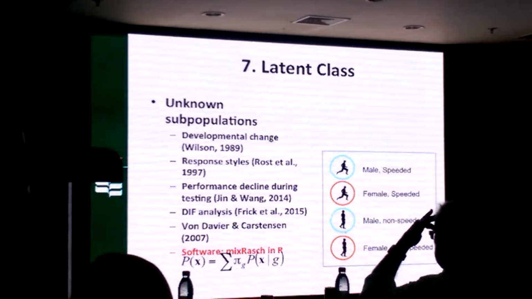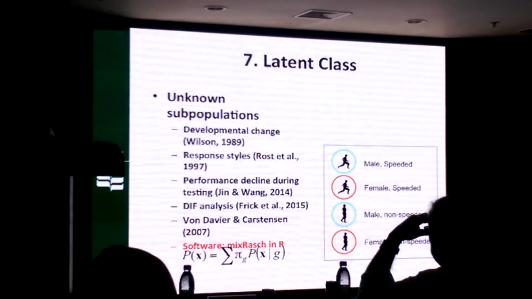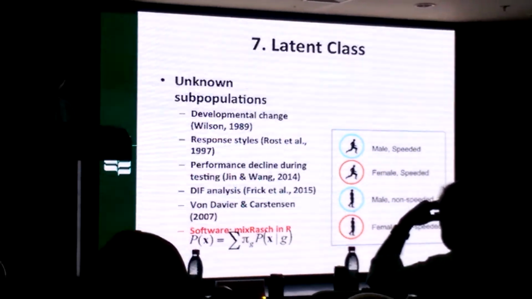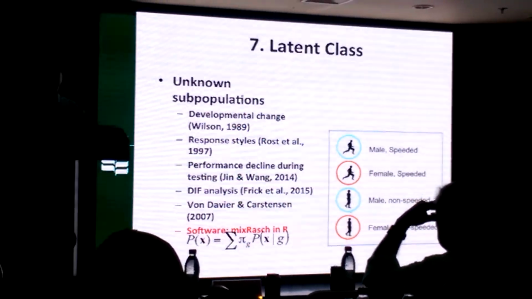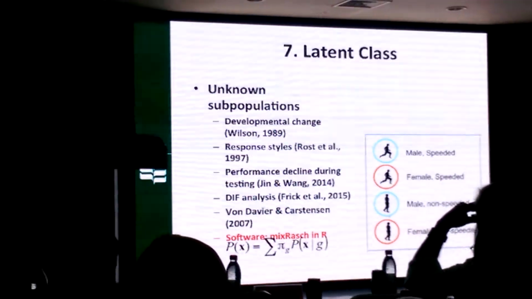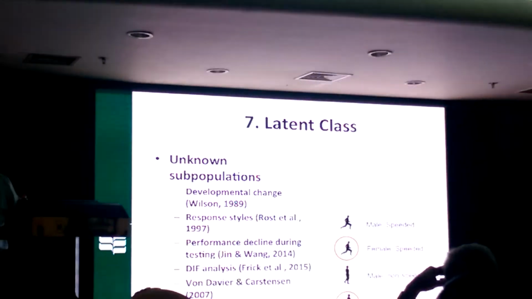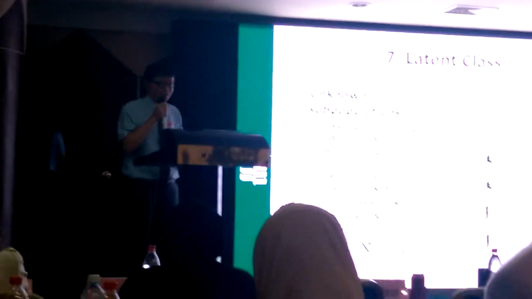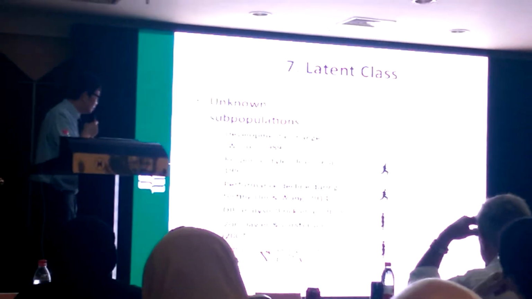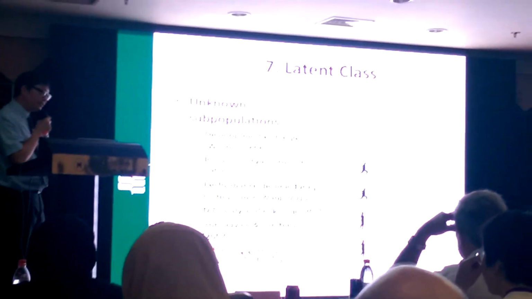So suppose we have 3 latent classes in our population. One is those persons with the extreme response style, one is those persons with the middle response style, and the other class is the normal class. So we need to identify which person belongs to which latent class, in addition to the item calibration and the person calibration. So the third example is performance decline during testing.